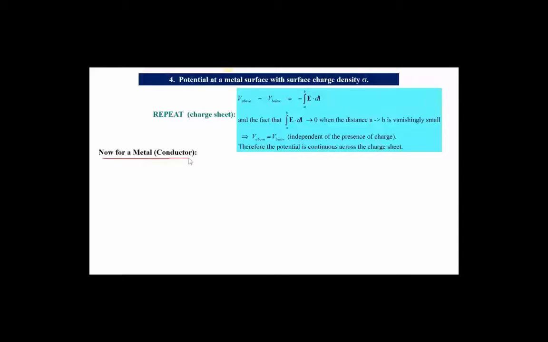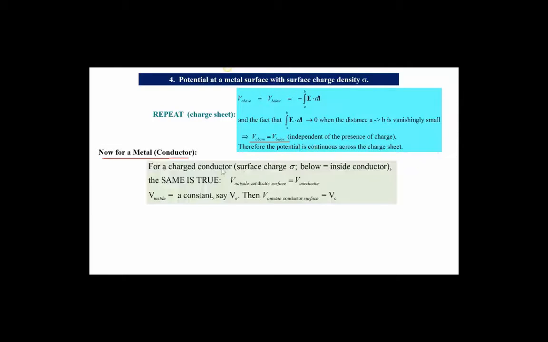Let's now go to a metal, and I've just repeated the arguments that we had above for this condition here for the charge sheet. For a charged conductor, let's say it has a surface charge sigma, and we'll take below to be inside the conductor. The same is true, that V outside the conductor surface is equal to the V of the conductor. And the argument is exactly the same. There's nothing here that is negated by the fact that one part of the problem is inside metal. So this equation still holds if we make the distance from A to B very, very small.